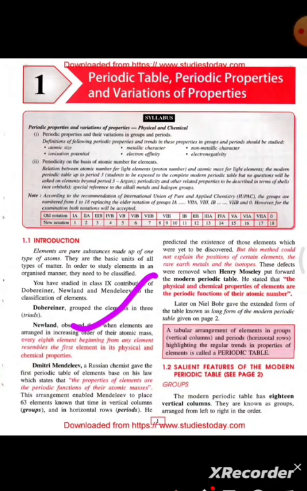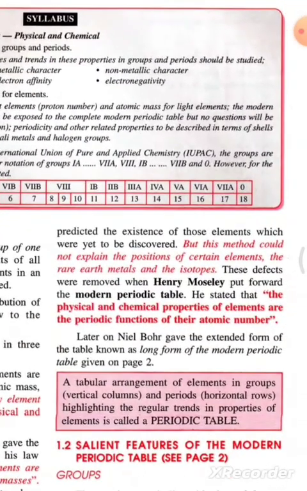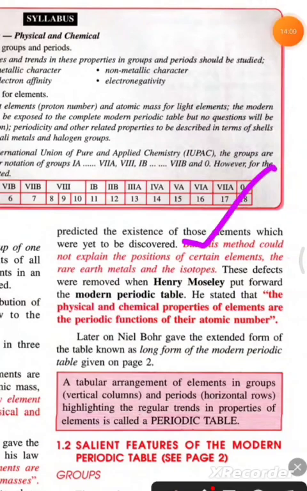Okay. Then we will see Henry Moseley. Henry Moseley, who is this? This Henry Moseley discovered the modern periodic table and the modern periodic law. You may be asked, what is Mendeleev's periodic law and what is the modern periodic law?